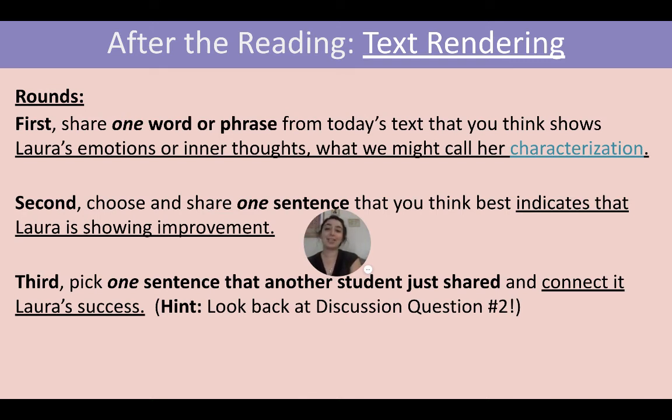In the next round, we're going to choose and share one sentence that we think best indicates that Laura is showing improvement, that she's getting better. And in the last round, we're going to pick one sentence that someone else shared and connect it to Laura's success. This is super similar to discussion question 2 from when you discussed with your class a few moments ago. So if you're stuck on this one, go ahead and look back at that one. I'm sure you guys are going to have an awesome conversation with your class, so go ahead and pause the video here so you can have that discussion about what we see in Laura's emotions and sentences that we think indicate that she's showing improvement. Pause now.